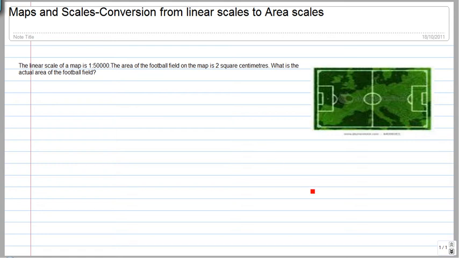Alright, so in this lesson on maps and scales, we learn how to convert from linear scales to area scales and to make it applicable to the question that is testing it. Alright, so disregard this question first. Let's talk about principles first.